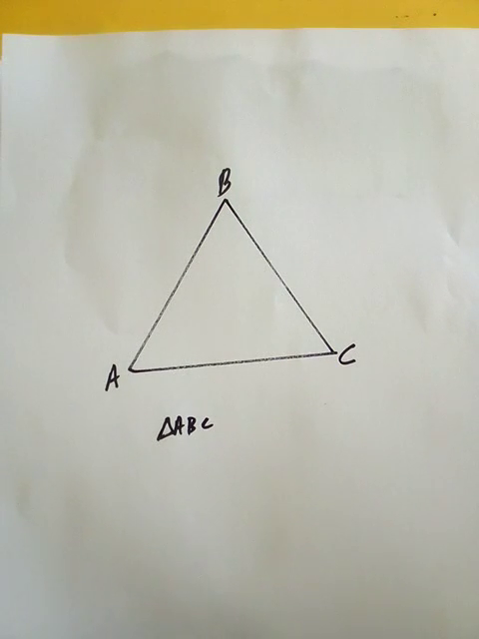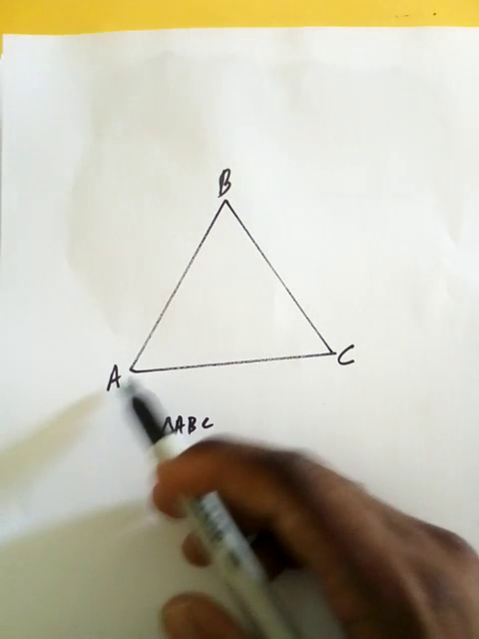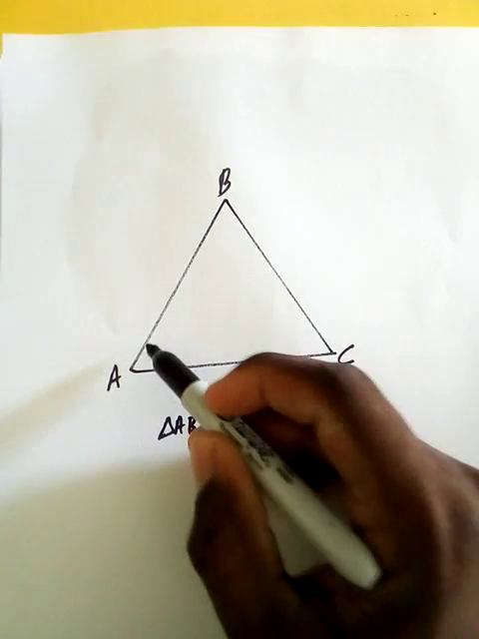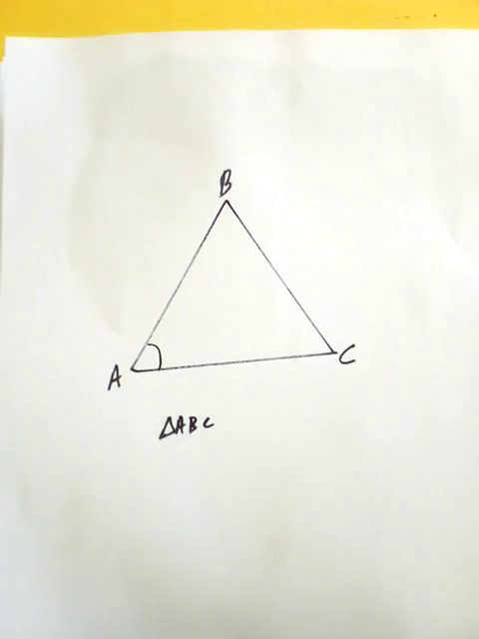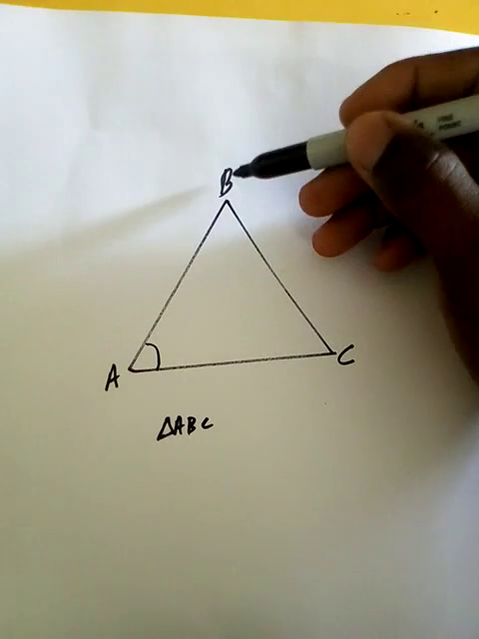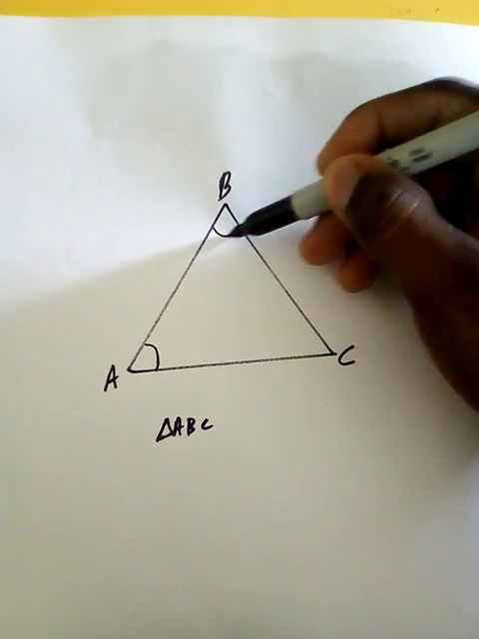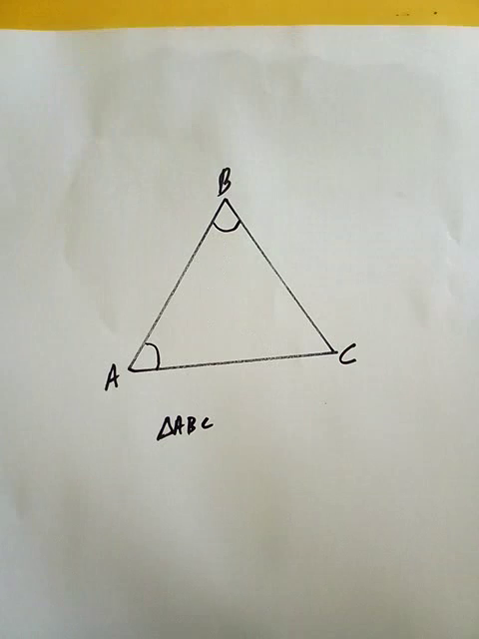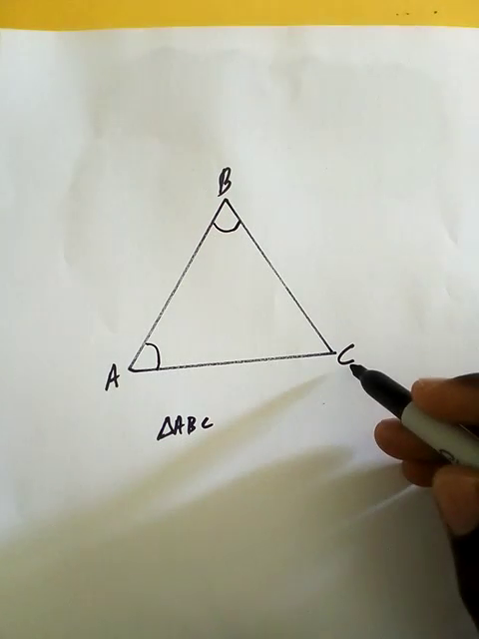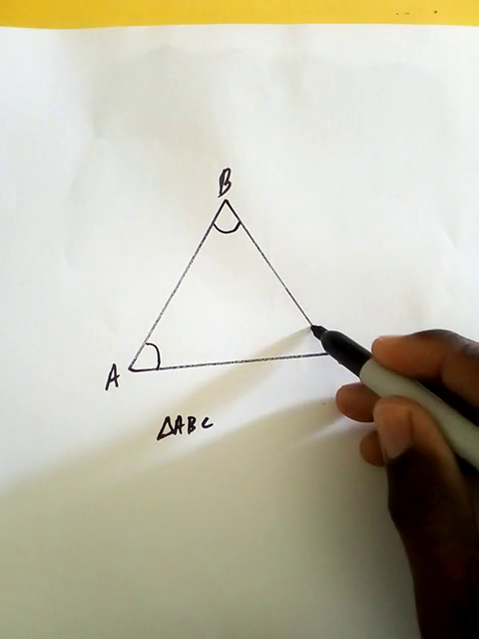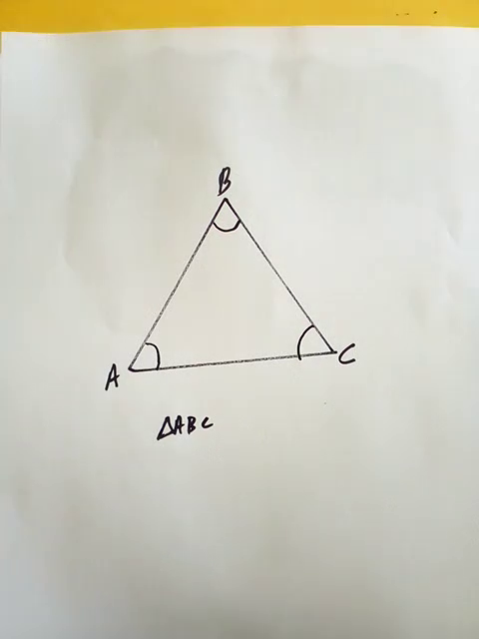Here at the vertex where we label A, it is called angle A. At this vertex where we have capital B, we can call it angle B. Here at this vertex where we have capital C, we can call it angle C. So angles are often named with capital letters and are found at the vertices of the polygon.